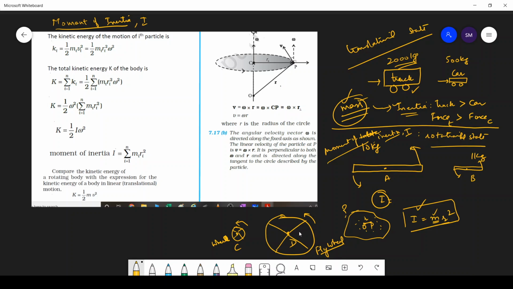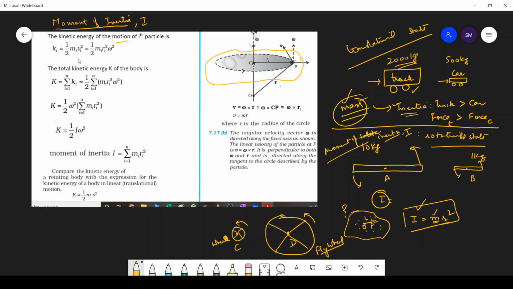So it's difficult for a flywheel to move, but once it is moving, it's difficult to stop it also, due to moment of inertia. Now the kinetic energy of the motion: suppose we have n number of particles over here, so let this be the ith particle. The body is rotating, so we can consider this body which is rotating, and this is the ith particle at point P. So what is the kinetic energy it is possessing?